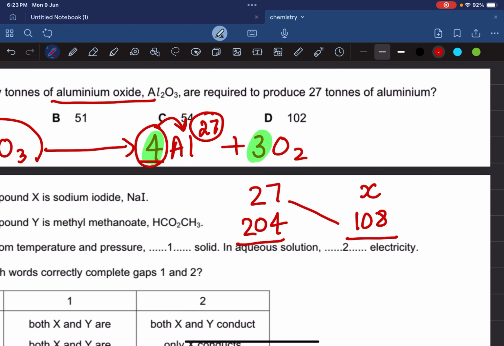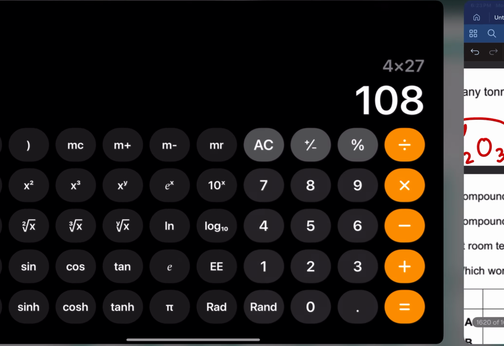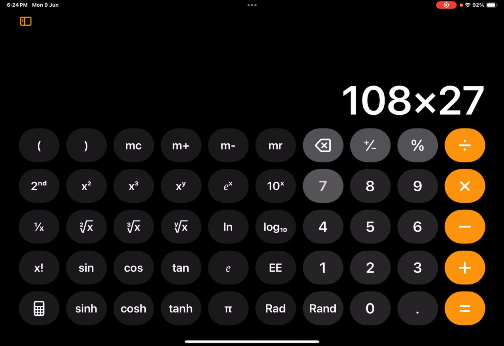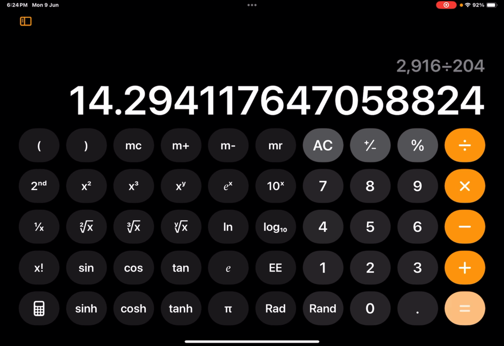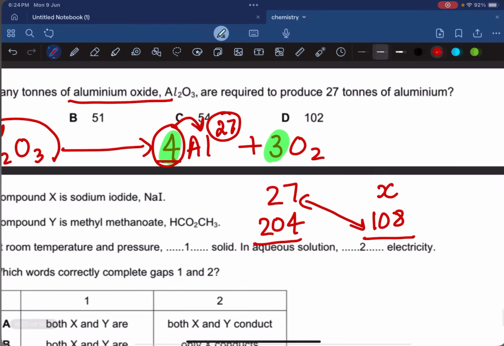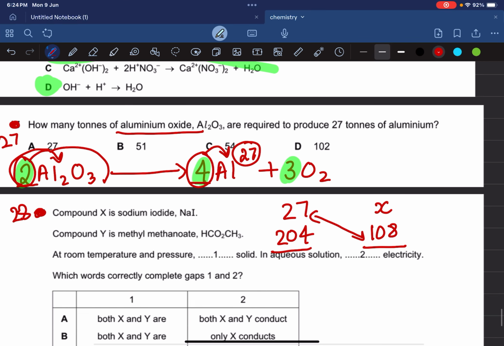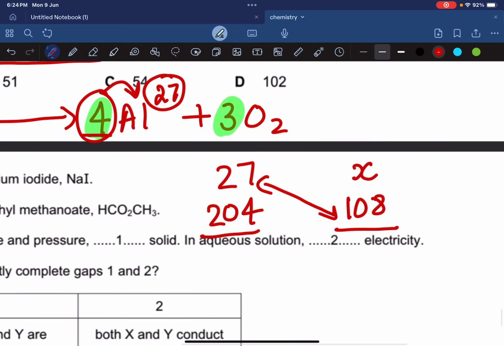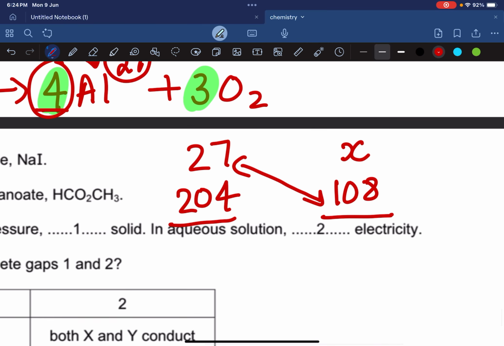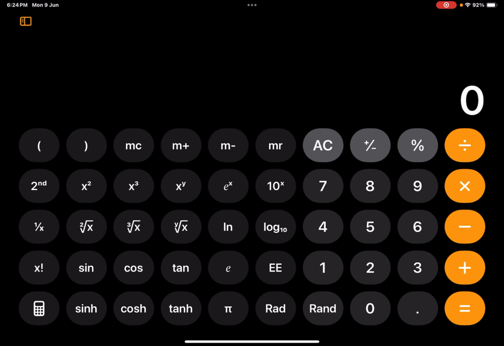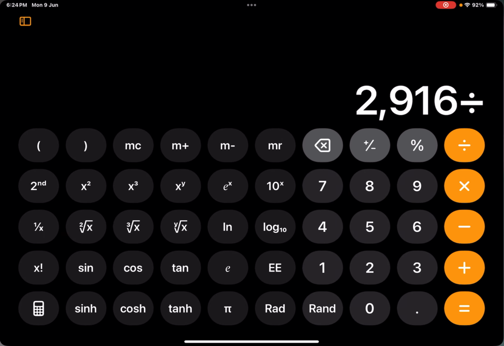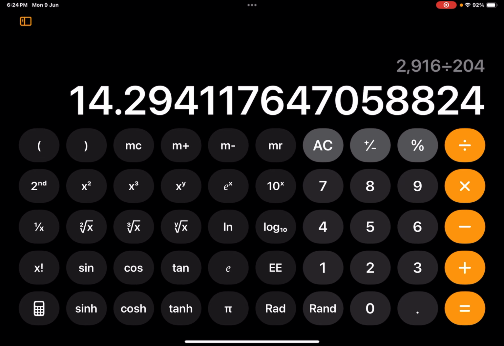So it's simple, cross multiply: 27 times 108 divided by 204. That gives me 14.29. Okay, we have no option of 14.29. I'm sure I must have done something wrong. Let's do it again: 108 multiplied by 27 divided by 204, and that's again giving me something wrong.